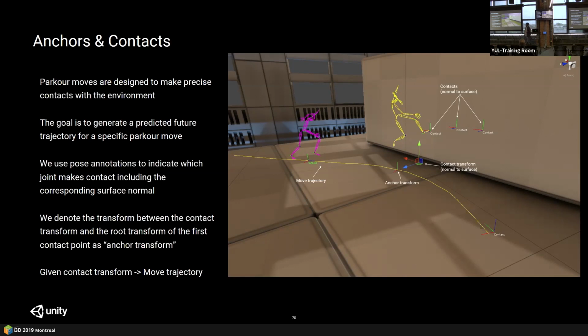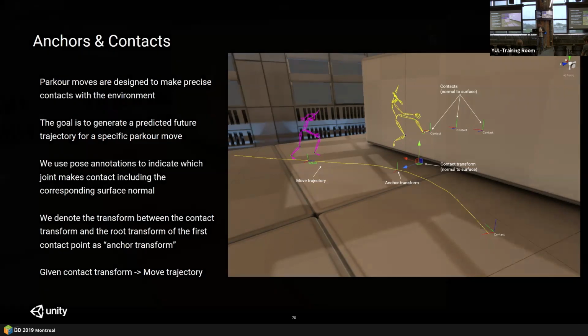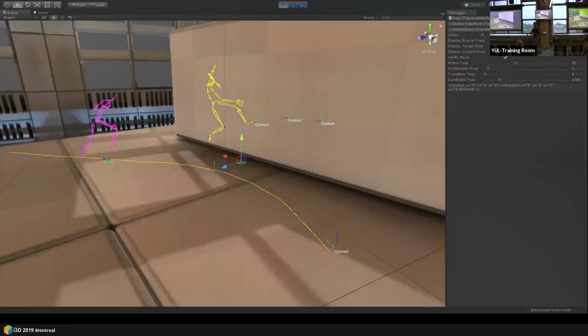And this is the anchor transform, which is the delta that gets us from the contact transform to this particular animation frame, which corresponds to the first time where the character makes contact with the environment. So that's how I decided to set this up. But this is all logic that a game can decide to do this way or can decide to do some other way.